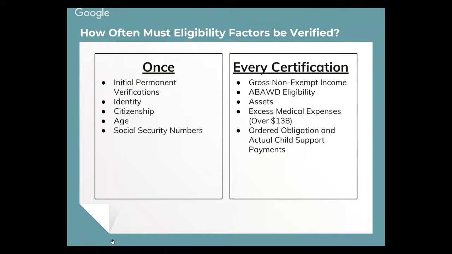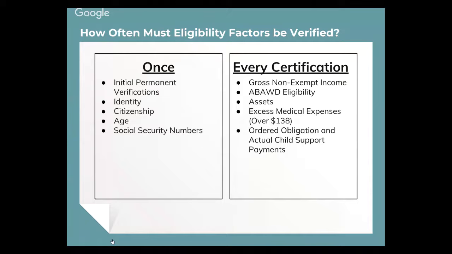So some things that we might have to only verify once would be like initial permanent verifications, things like the PI's identity, maybe their driver's license or whatever form of identity we're using for that person. We would need to verify that once unless something changes, their name changes or something like that.